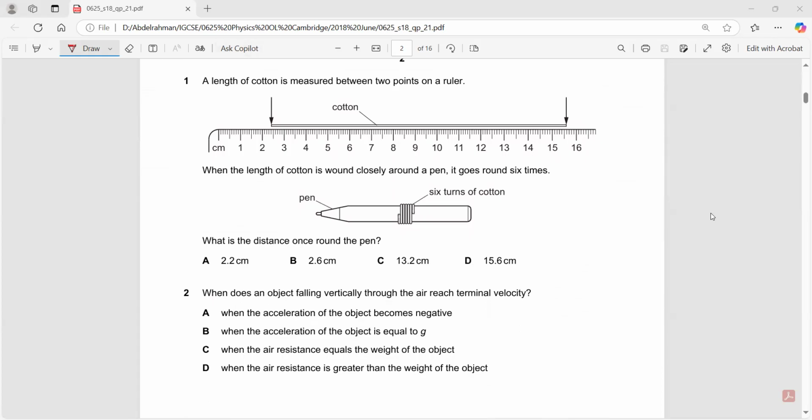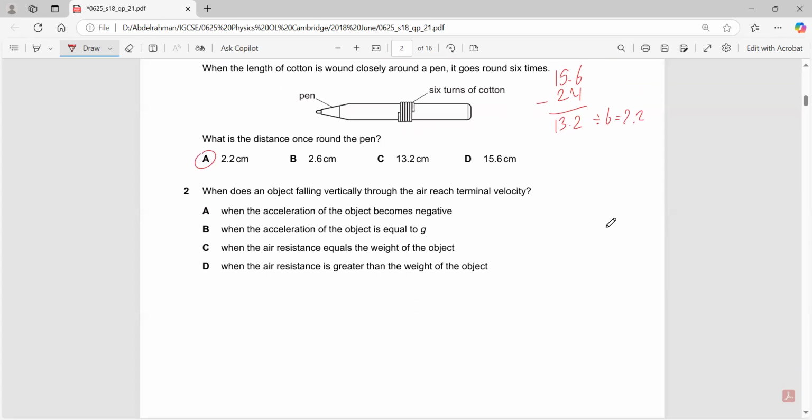It started at 2.4 centimeters, and it ended at 15.6 centimeters. So the distance is actually 15.6 minus 2.4, which is 13.2. This is the whole length of this piece of cotton. Okay, this is not once around the pen. How many times did it wind around the pen? It wound around the pen 6 times. So you need to divide this number by 6, which would end up being 2.2 centimeters.